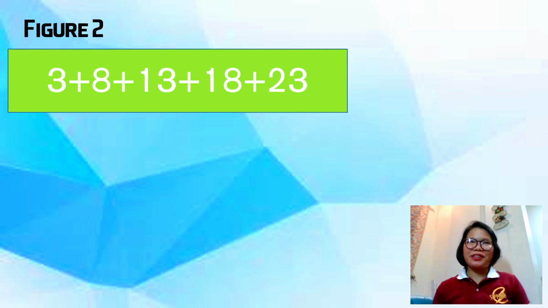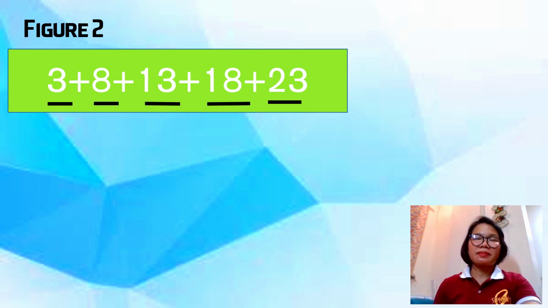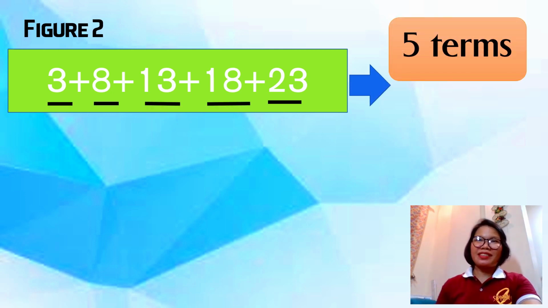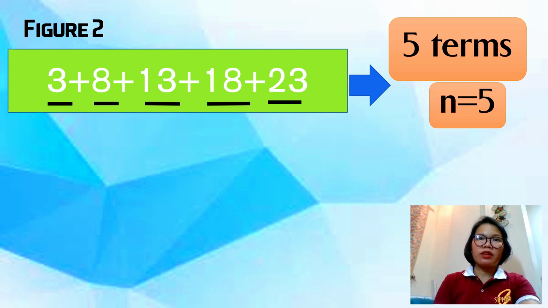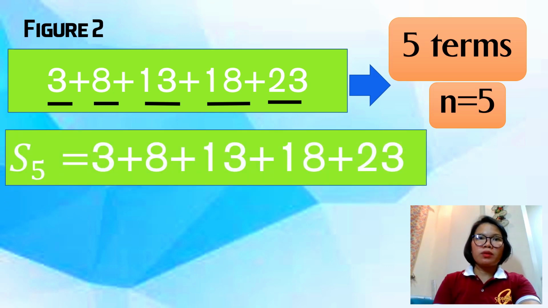Going back to our figure number 2, how many terms do we have all in all? Very good. There are 5 terms. So we can write it down as S sub n where n is equal now to 5. Or you can write it down as sum of the 5 terms is equal to 3 plus 8 plus 13 plus 18 and plus 23. By simply adding the numbers, we can easily find the series.